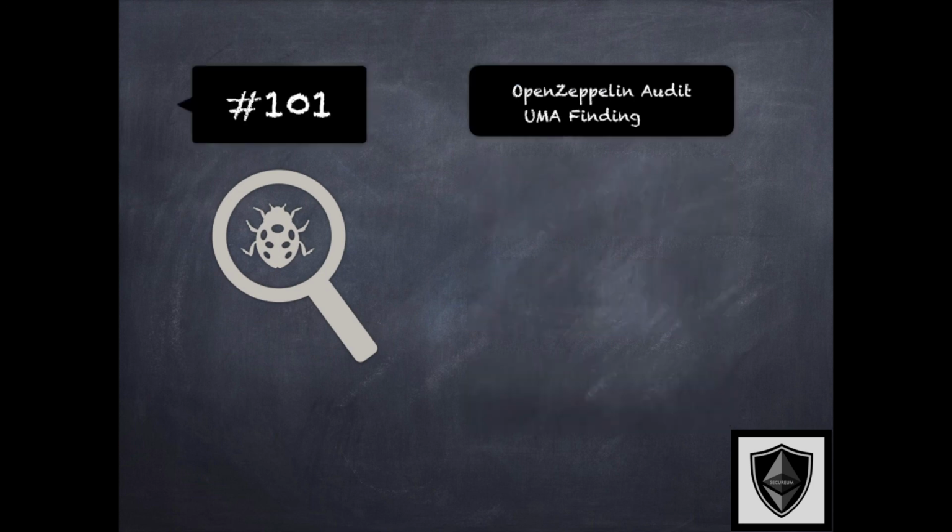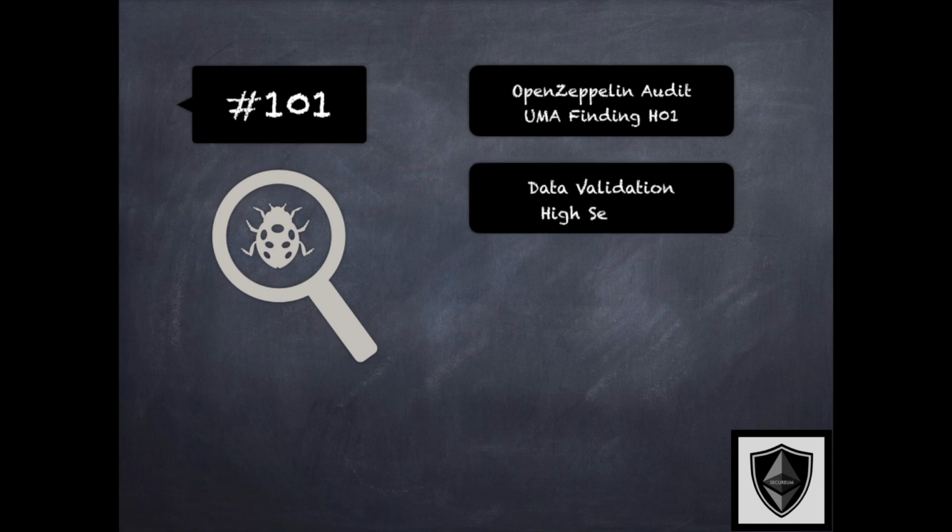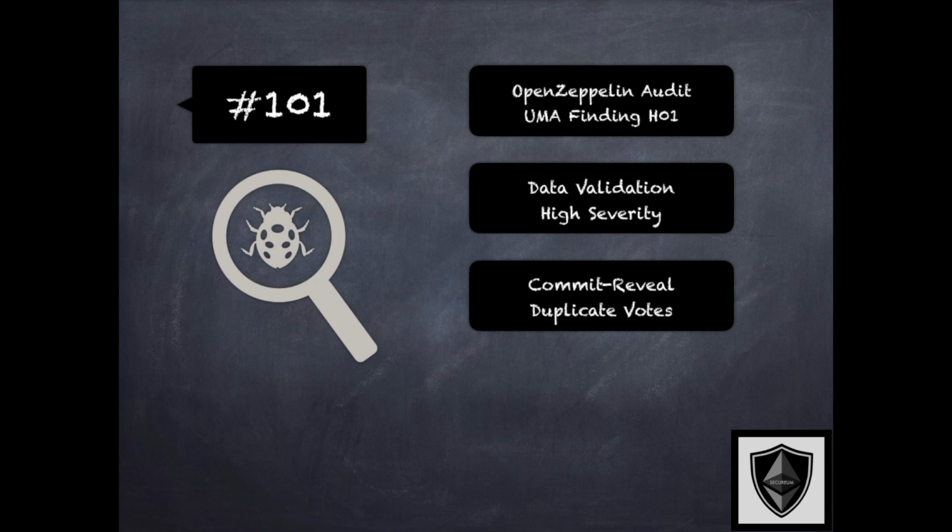101 is another finding from OpenZeppelin's audit of UMA protocol, where it was a high severity finding related to data validation in which votes could be duplicated. For context, the data verification mechanism used a commit reveal scheme to hide votes during the voting period, where the intention was to prevent voters from simply voting with the majority. However, the design allowed voters to blindly copy each other's submissions because votes were not cryptographically tied to the voter, and so really undermined the objective of the commit reveal scheme.